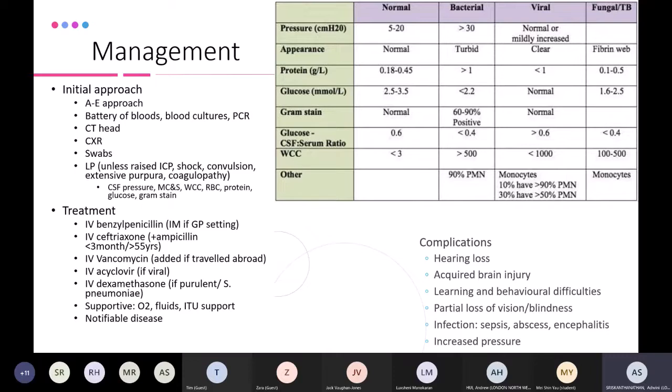And complications of meningitis include things like hearing loss, acquired brain injuries, learning or behavioural difficulties which may develop, partial loss of vision or complete blindness in some cases if they're unfortunate. And you can also end up with various other infections like sepsis, abscesses or encephalitis, which I'm going to go on to in a minute. And it can also increase your intracranial pressure.